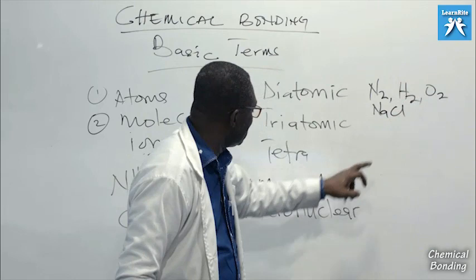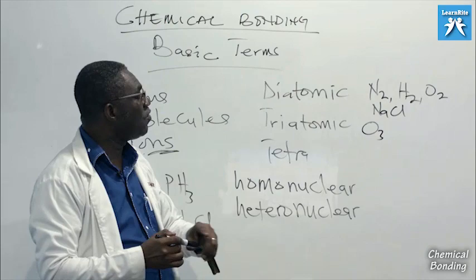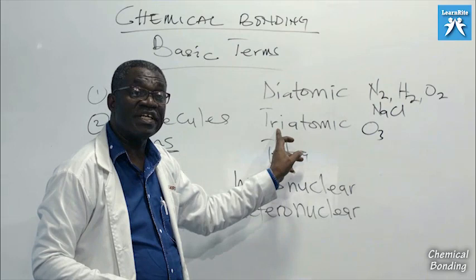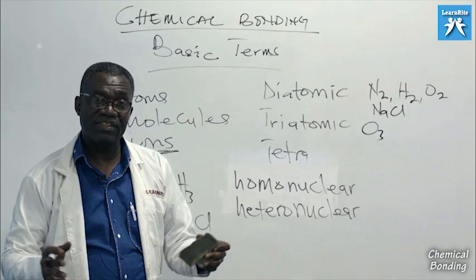If I come to triatomic and I write ozone, ozone is made up of three atoms of oxygen. And because they are the same, it will become homonuclear. But how many atoms are there? There are three. So triatomic. So this ozone will be described as a homonuclear triatomic molecule. I guess it is simple.